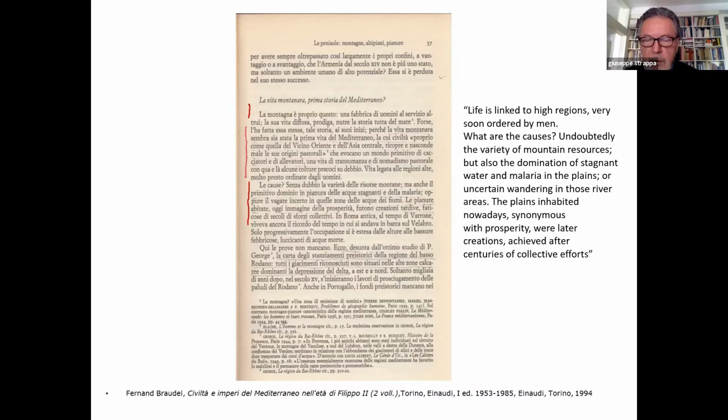He said that we are accustomed to see the world as people from the valley. The mountains today are quite abandoned, and we have no idea of the origin of the civilization from the mountains. But he writes, life is linked to high regions, very soon ordered by men. What are the causes? Undoubtedly, the variety of mountain resources, but also the domination of stagnant water and malaria in the plains, or uncertain wandering in those river areas. The plains, inhabited nowadays, synonymous with prosperity, were later creations achieved after centuries of collective effort.